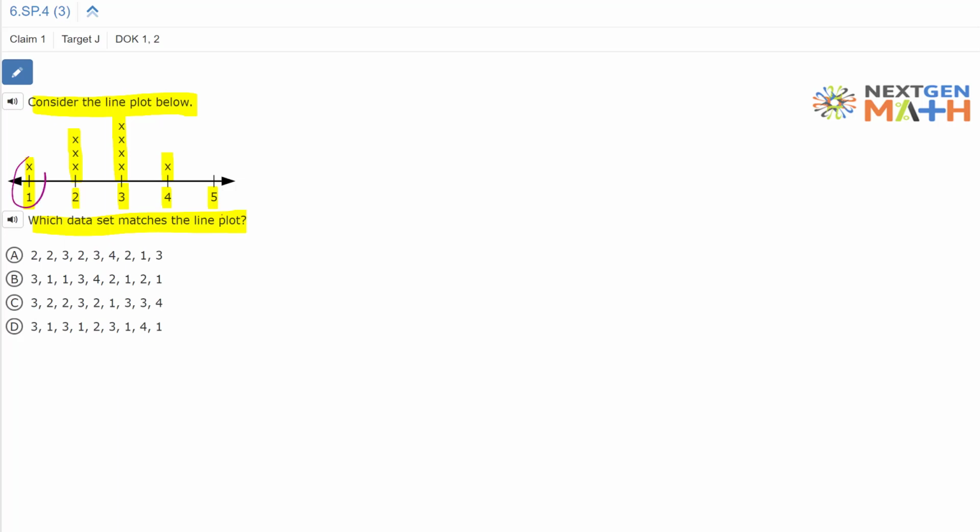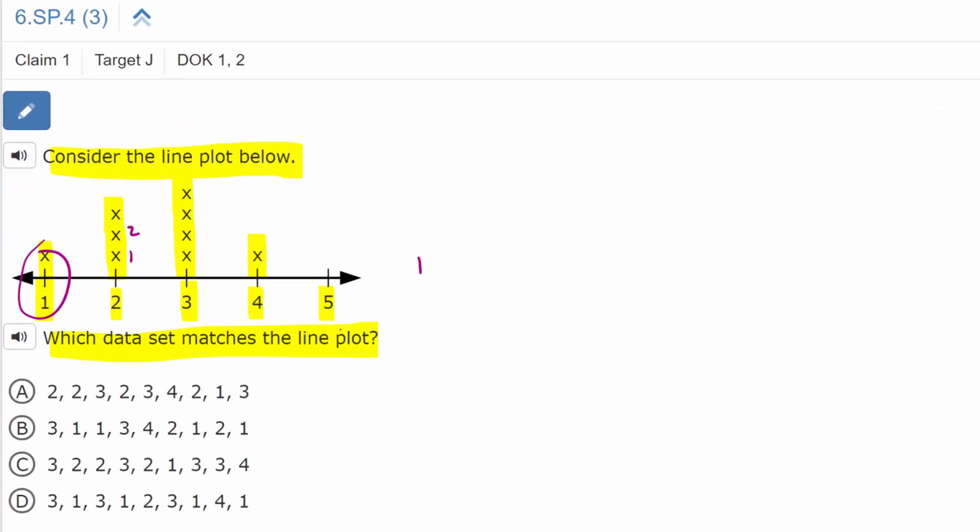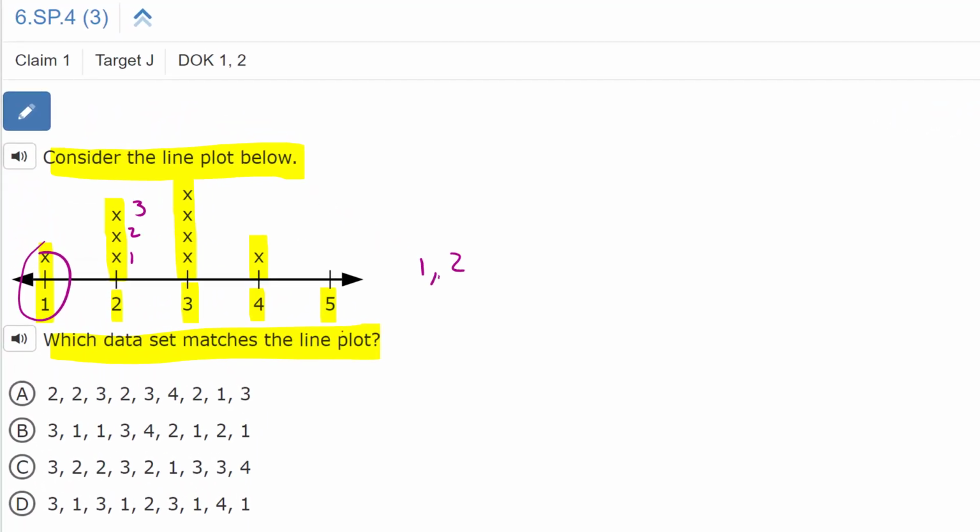For the number 1, that means we have one data set for the number 1. And for the number 2, there's 1, 2, 3. There's 3 2s, so 2, 2, 2. For the number 3, there's 1, 2, 3, 4. There were 4 3s. And for the number 4, there was 1 4. So that's the data set that represents the line plot.